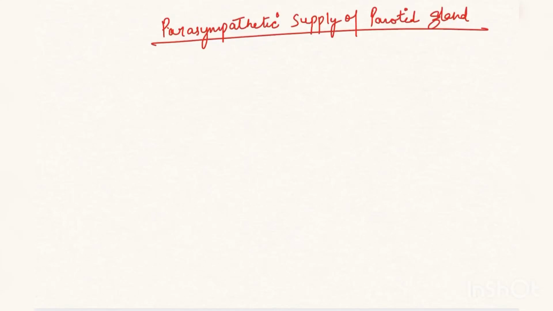Hello everyone, so today we are going to understand about the parasympathetic supply of the parotid gland. We have three types of glands: parotid, submandibular and sublingual. So the parasympathetic supplies the parotid gland and helps in the secretion of the saliva.